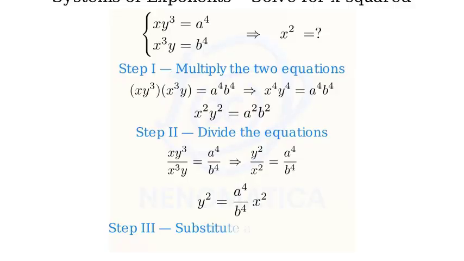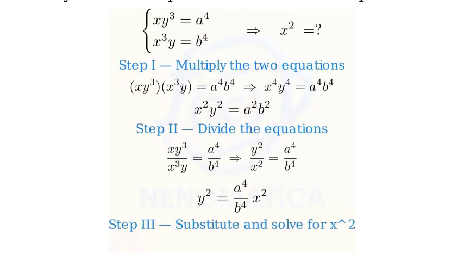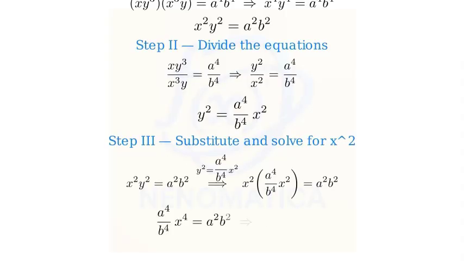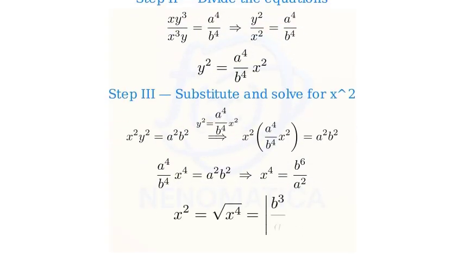Step 3. Substitute our expression for y squared into the result of step 1. Replace y squared by a to the fourth over b to the fourth times x squared. This gives a to the fourth over b to the fourth times x to the fourth equals a squared b squared. Solving, x to the fourth equals b to the sixth over a squared. So x squared equals the absolute value of b cubed over a. We take absolute value because x squared is non-negative and is the square root of x to the fourth.